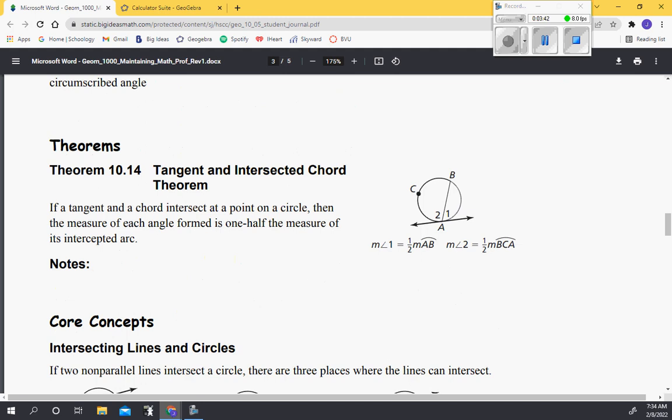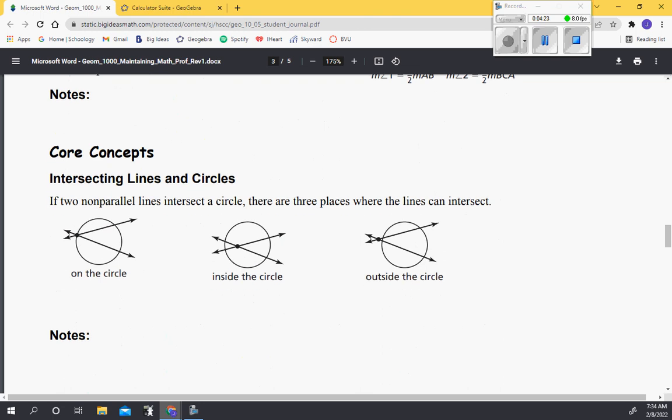Okay, now our formulas. Please use this page when you're doing your homework. It will be helpful. Very, very, very helpful. Tangent and intersected chord theorem. I just like to look at my image here. Okay. We talked about this already. It's just another good review. The measure of angle 1, right here, is equal to 1/2 the measure of arc AB. And we already talked about that. Okay. Same thing goes for angle 2. Good. We know that rule. That one should be decently easy.